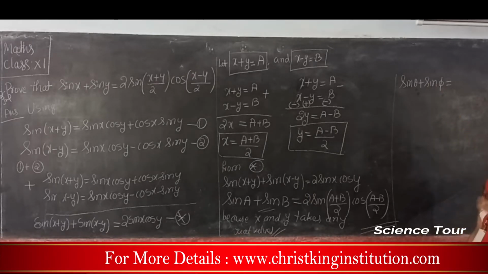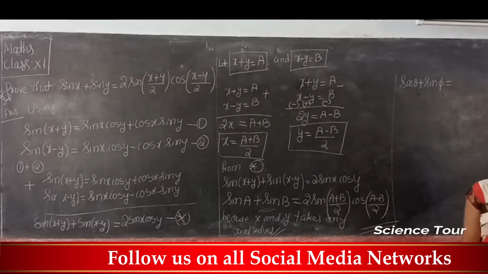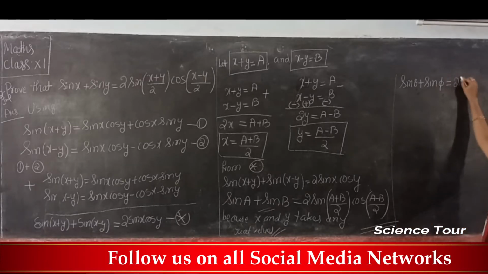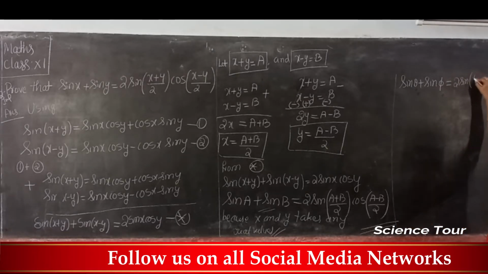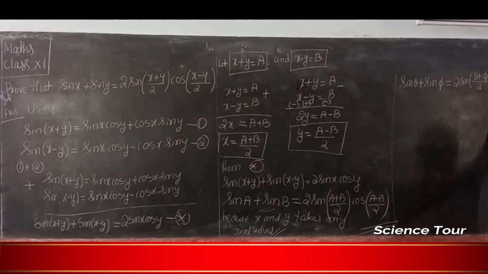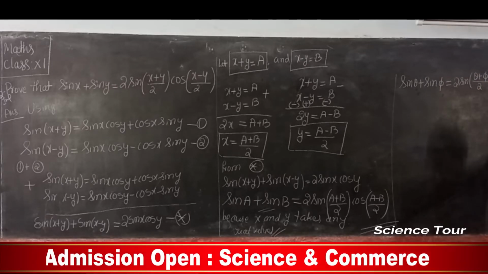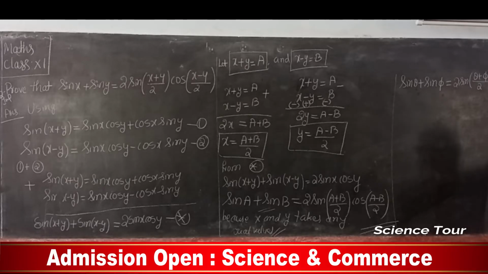Now sin theta plus sin phi, what is your formula? Formula is 2 sin theta plus phi divided by 2 into cos theta minus phi divided by 2. So this is also a formula.